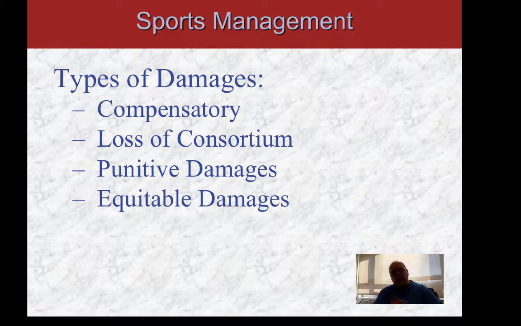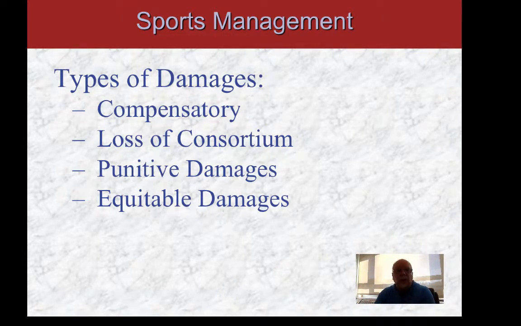All right? Loss of consortium, it means damages to those who were around you who were affected by this. All right? So let's say you're married and you were hurt and you were laid up for 6 months because of the injury. Well, those around you were affected too. They may have had to take time off from work. They may have had extra expenses, so they're entitled to some form of compensation too.